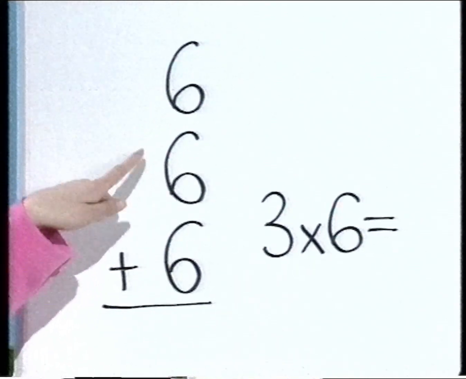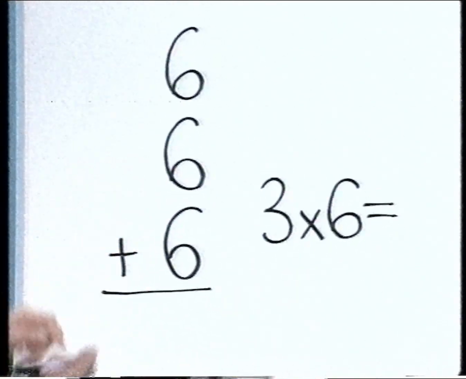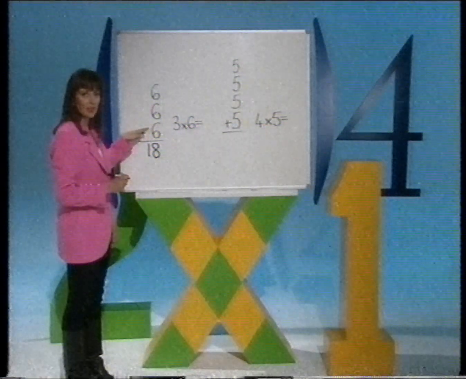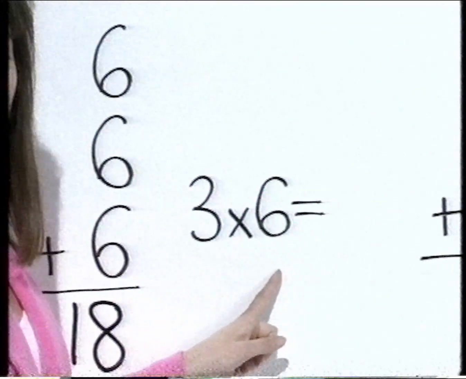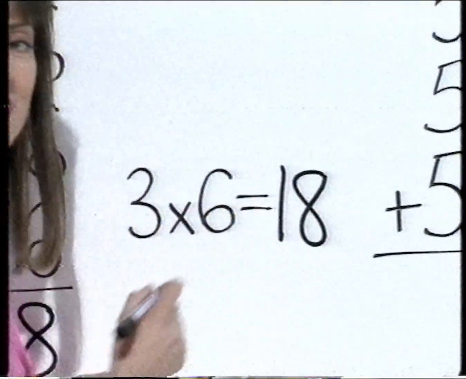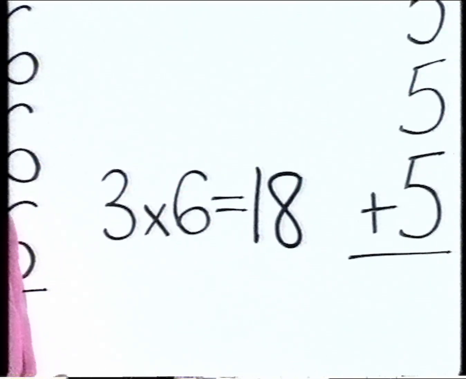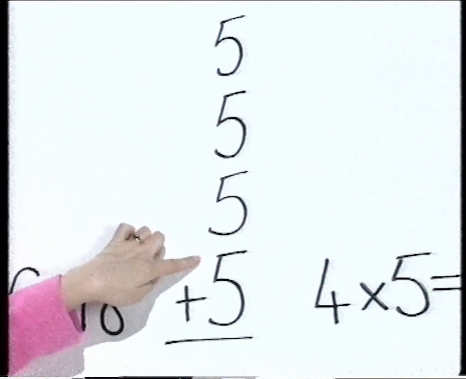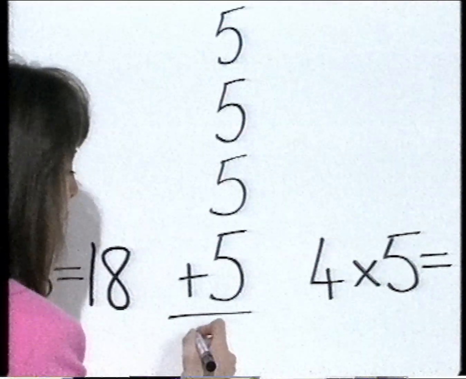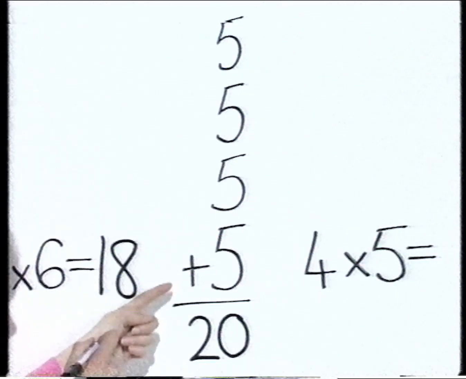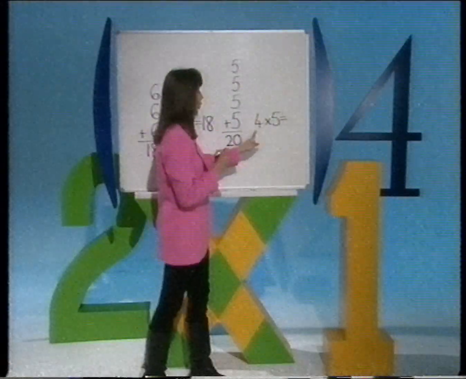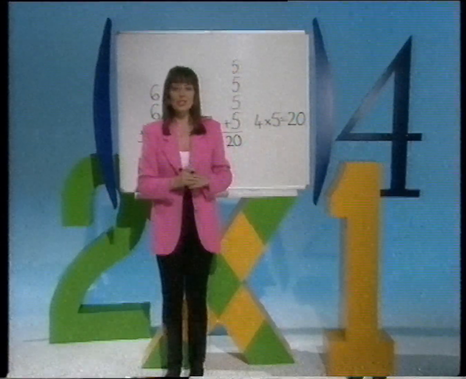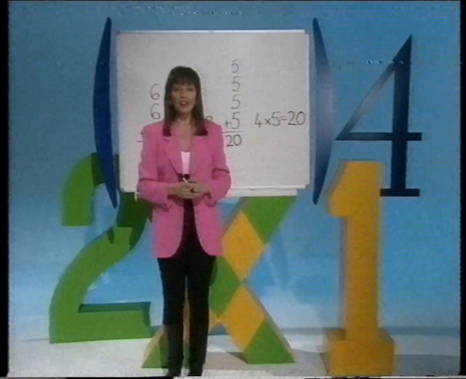Well, 6 plus 6 plus 6 equals 18. You've added 3 6s together. So 3 times 6 also equals 18. What about 4 times 5? Well, that is the same as adding 5 and 5, 5 and another 5 together. The answer is 20. You've added 4 5s to give 20. So 4 times 5 also equals 20. Times is just a quick way of adding the same number over and over again.